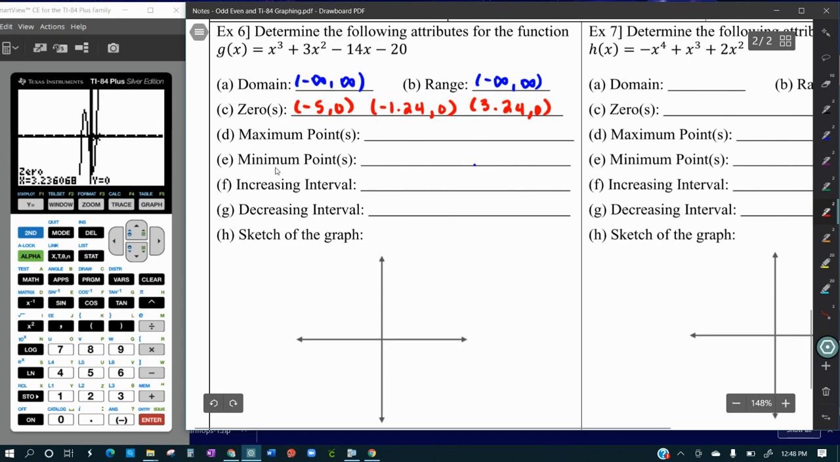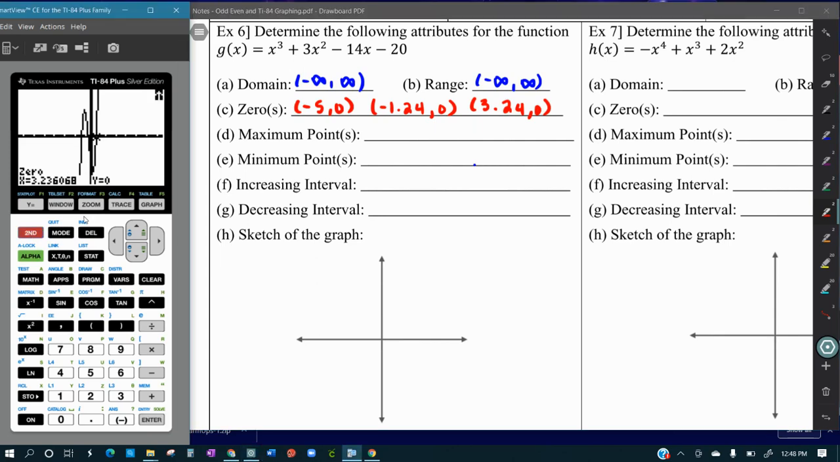Now let's look for maximum and minimum points. These are our turning points. So my max is here, and my minimum is here. So let's see. We're going to do second, calculate again, and then look, there's min and max, 2 options. So let's find the minimum. Well, letter D asks for max, so let's do maximum first.